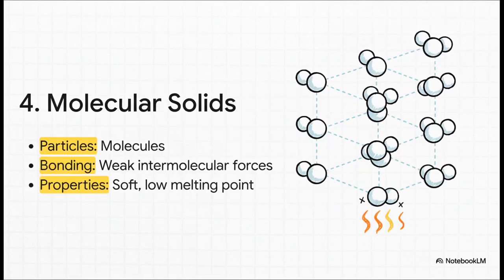And finally, we have molecular solids, like a chunk of ice or dry ice. In these, entire molecules, like a whole H2O molecule, sit at the lattice points. The forces holding these molecules together are much, much weaker than anything we've looked at so far. And because that glue is so weak, these solids are usually soft, they have low melting points, and they're not very good at conducting electricity.